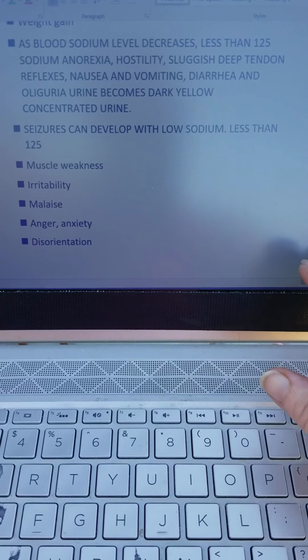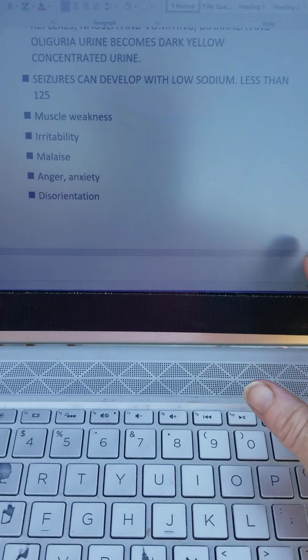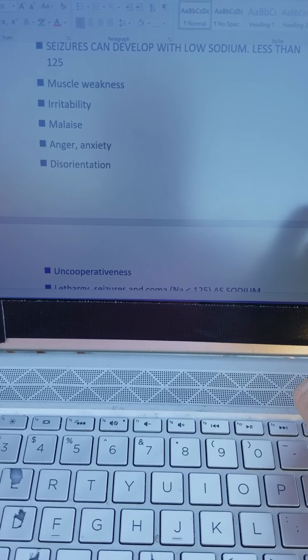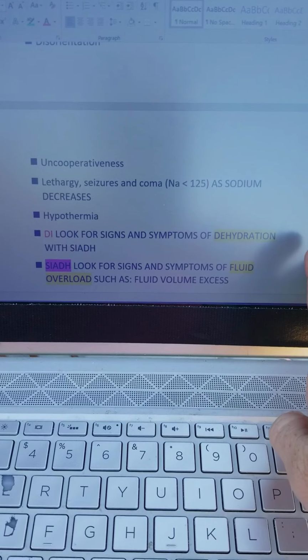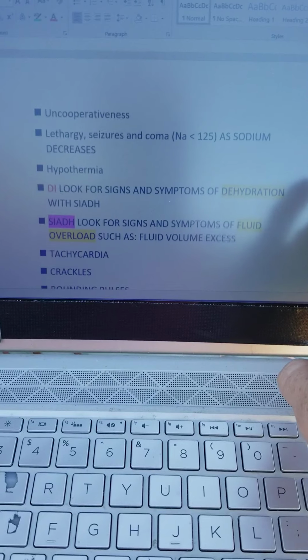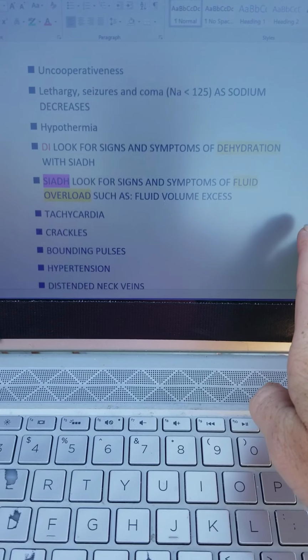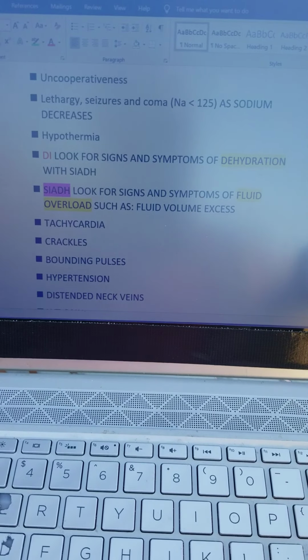Seizures can develop with low sodium, less than 125. Normal is 135, remember. Muscle weakness, irritability, malaise, anger, anxiety, disorientation. This is all with SIADH. Uncooperativeness, lethargy, seizures, and coma with a sodium less than 125. As sodium decreases, seizures are more prevalent.